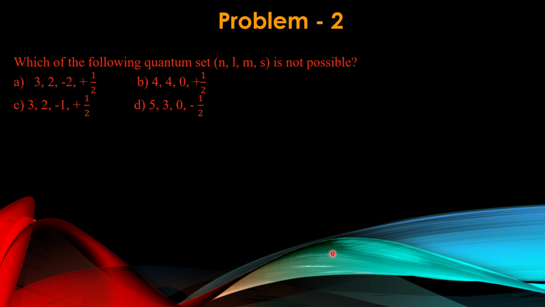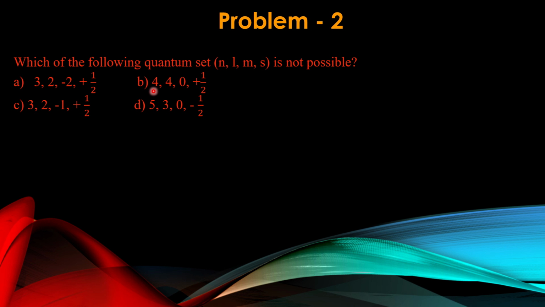Another problem, look, this is suppose MCQ type question. Which of the following quantum sets is not possible? Look, this quantum set. Here, these are the values of n, l, m and s. For everywhere the values of s are correct. Look, when the value of n is 3, l can be 2. Here also 3, 2, 4, 4.